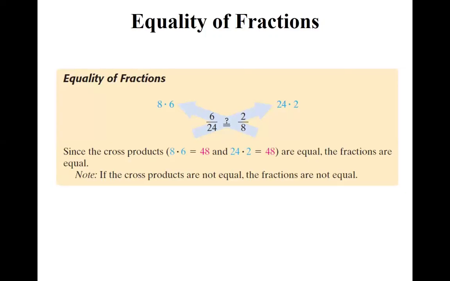We can take cross products. We can cross multiply. We do that over an equal sign. When we have fraction equals fraction, we're allowed to cross multiply. Then and only then.